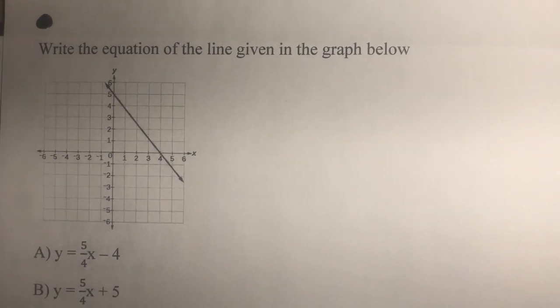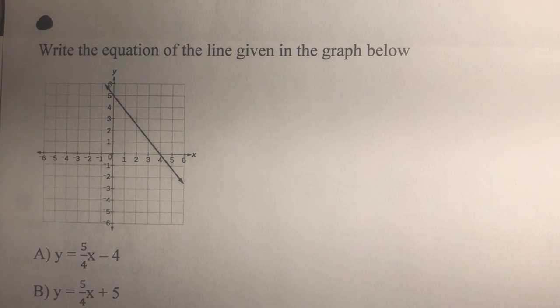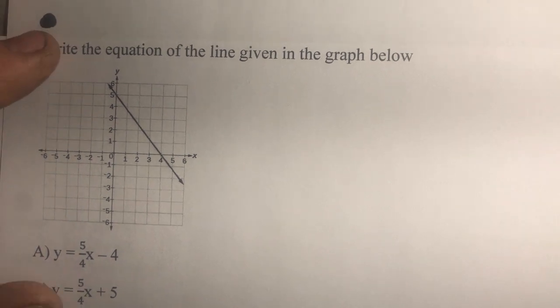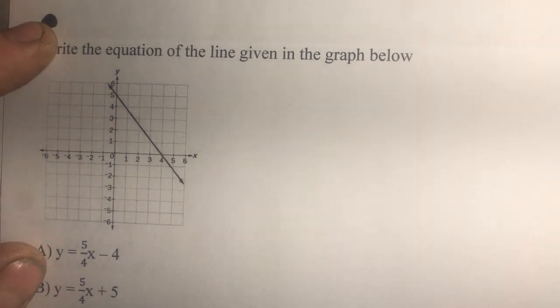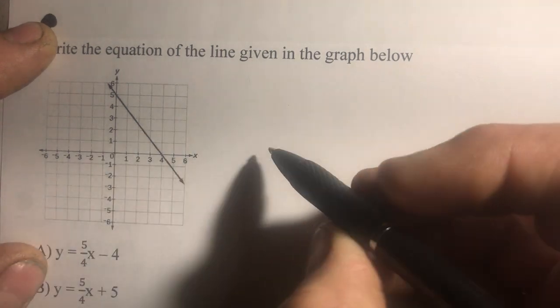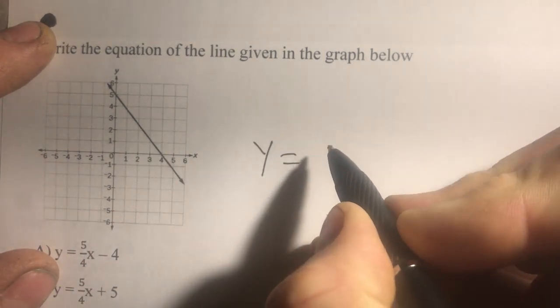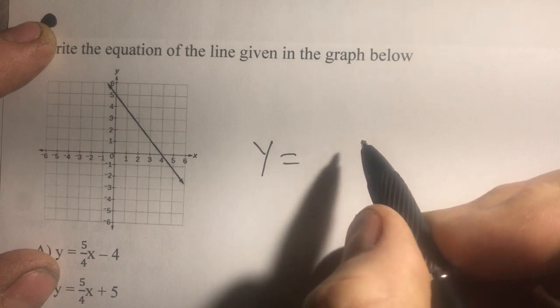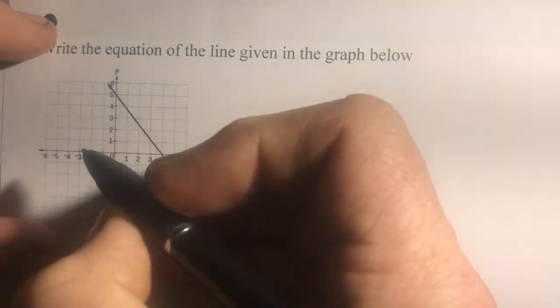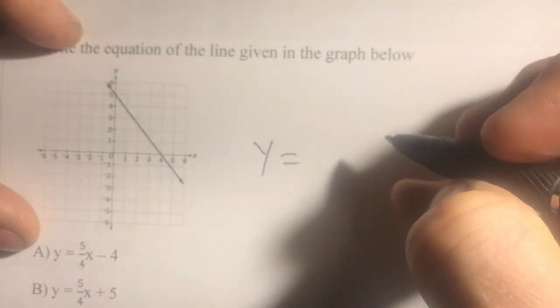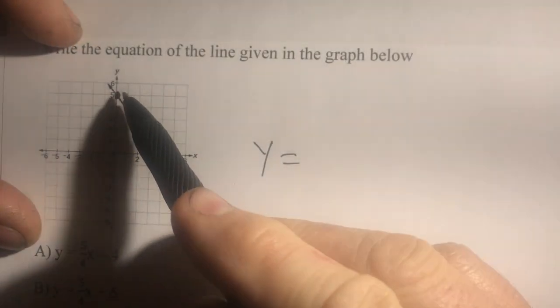Write the equation of the line given in this graph. Okay. All right, so I know it's going to be y equals the slope times x. So I've got to figure out the slope here, and I've got to figure out points that this line goes through. So it goes through this point right here, looks like, on the corner of the grid.